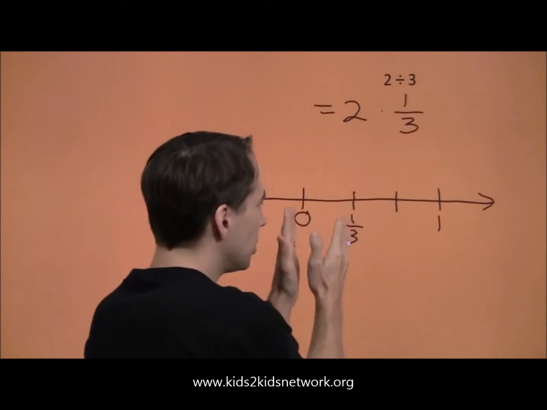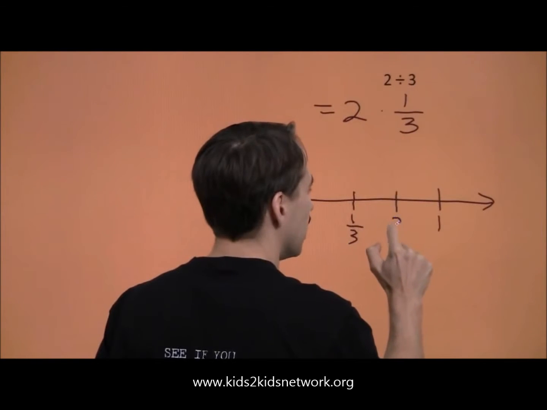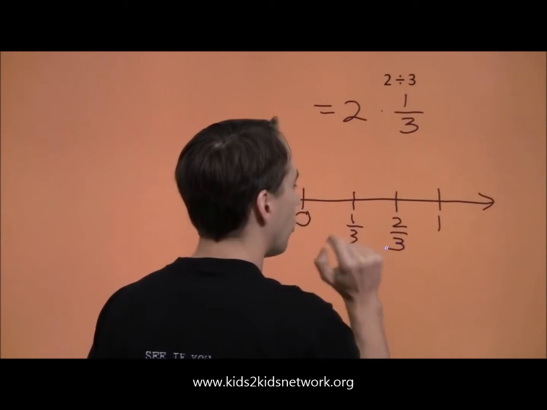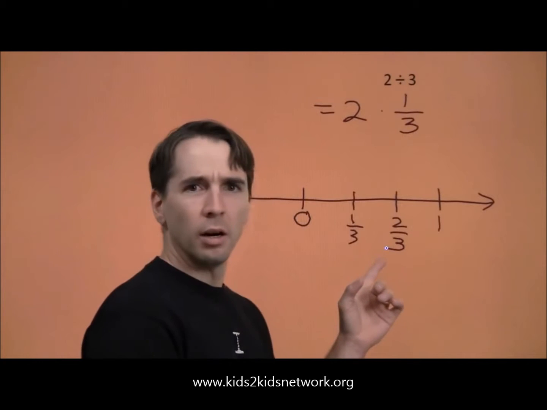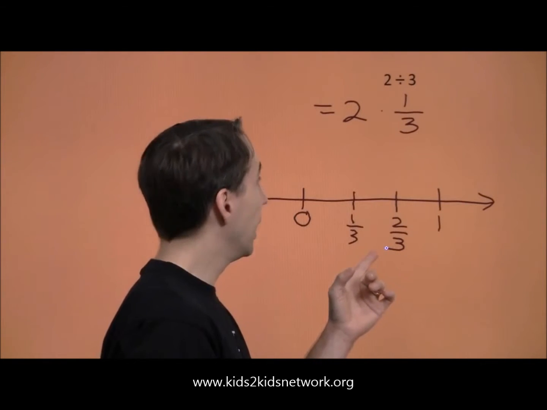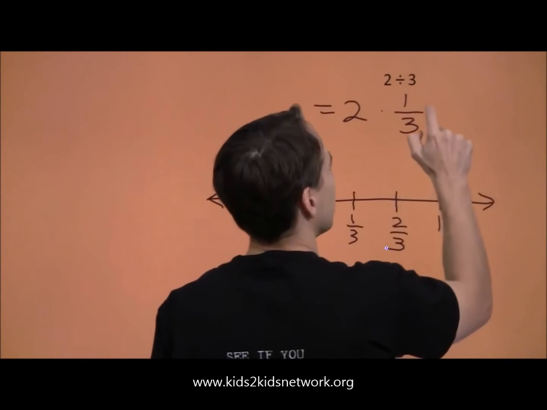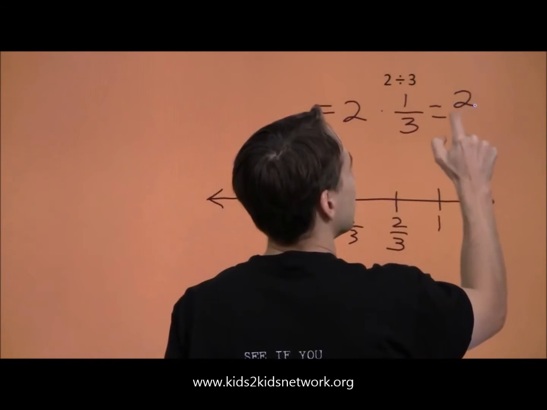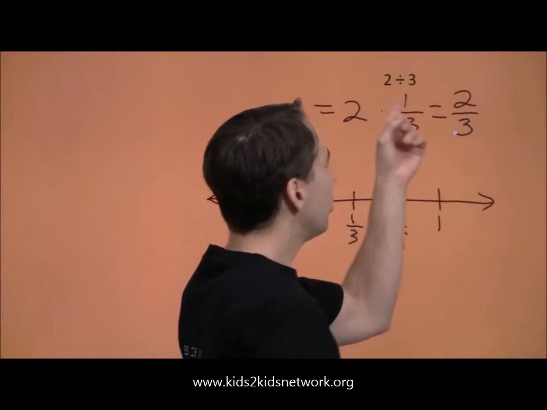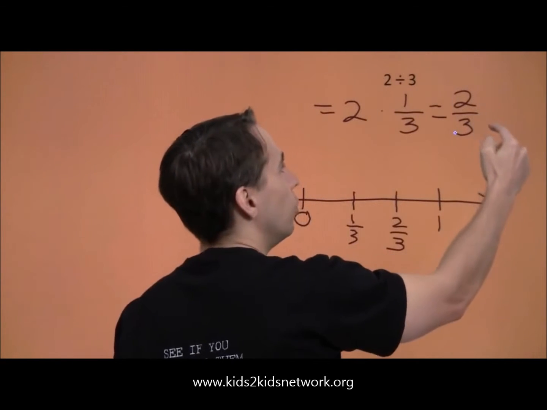2 times that, I'm going to double it. I'm going to scale it out. I'm going to take 2 of them. I'm going to go right out. What did I just write there? 2 over 3. Hey, that's another way I could write this. You know, this is fractions. We write this 2 divided by 3 as 2 over 3.